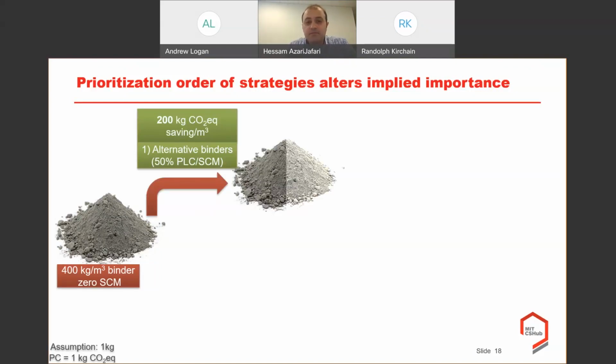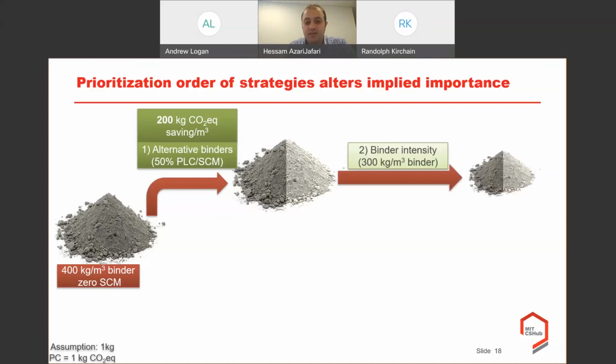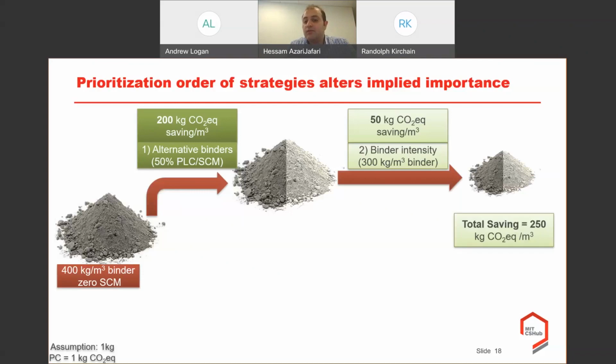The second solution that we would like to implement here is binder intensity. Imagine that we have better aggregate gradings, and we would like to improve the binder intensity from 400 to 300 kilogram binder per cubic meter of mixture. We can see that we remove 1/4 of the previously emitted GHG from the concrete mixture, which would be around 50 kilograms CO2. Summing up these two savings gives us 250 kilogram saving per cubic meter concrete.